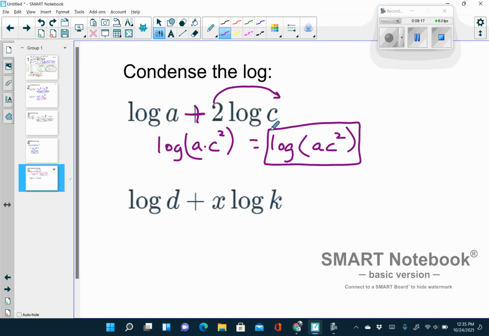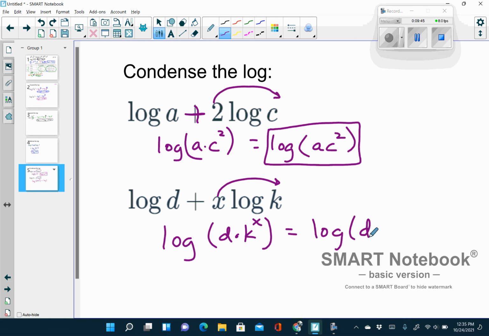All right, last problem. So again, addition changes into multiplication. Since it's condensed, I'm going to have a single log. So it's going to be d times, I'm going to put the little dot there for now. This x gets kicked as the exponent, so it's going to be k to the x power. And again, I'm going to make that a little bit better without that little dot right there. So it's going to be log of d k to the x.